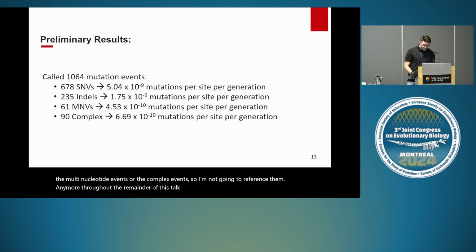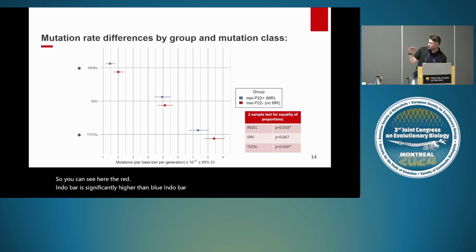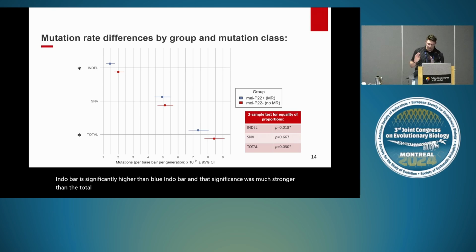Okay, what do we find when we compared groups? We found the opposite of what we expected. When you compared the group performing meiotic recombination and the group not performing meiotic recombination, the total number of mutation events was actually elevated in our group not performing recombination. And that's being driven by a much stronger effect that we see in our indels. You can see here, the red indel bar is significantly higher than the blue indel bar, and that significance was much stronger than the total red bar being higher than the blue bar.